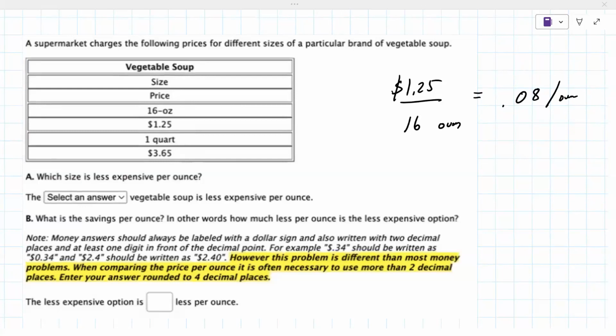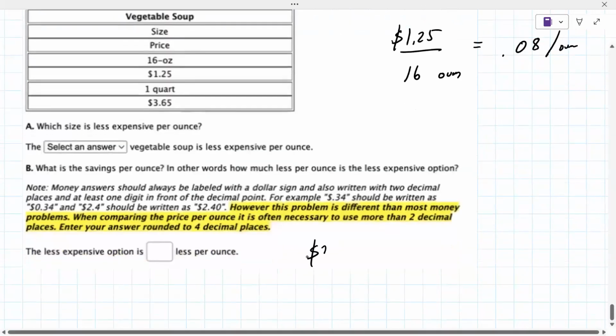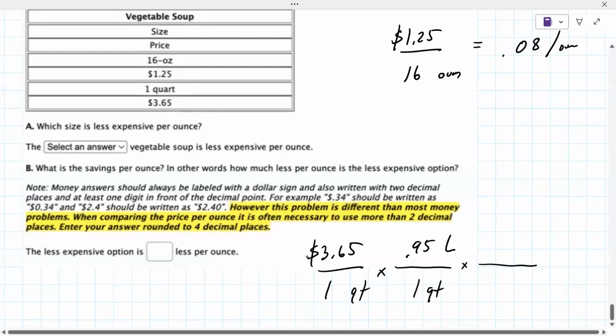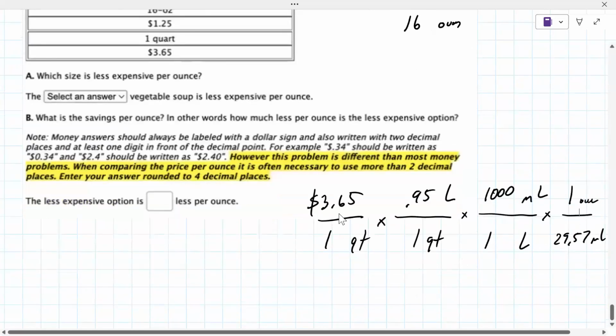1 quart, so it's 3.65 for 1 quart. And then we know that 1 quart is 0.95 liters. And you're like, why is he going to this? Because we can't get there directly. So we got to go from liters to milliliters. 1,000 milliliters in 1 liter. And then there are 29.57 milliliters in 1 ounce. So big conversion here to figure this out.